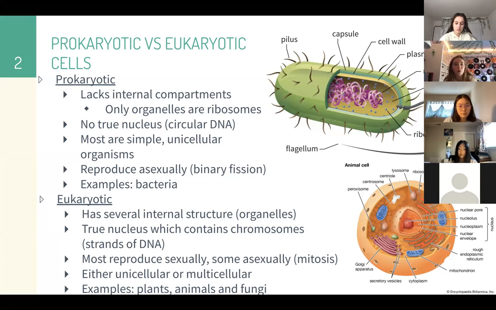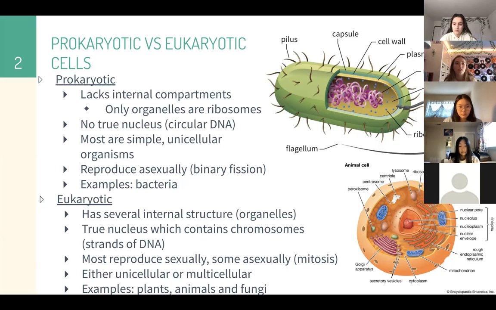Most prokaryotic cells are simple unicellular organisms and reproduce asexually through binary fission. Binary fission is the division of a single entity into two or more parts. An example of prokaryotic cells is bacteria.